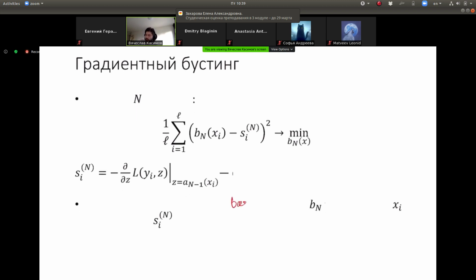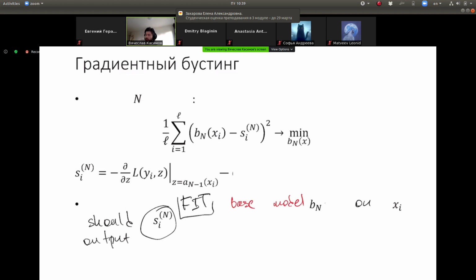So our base model on X side should output this guy, and fit our base. What is important is that this guy is lying again in the real space. And so we solve some simple problem of projection. Yeah, we minimize again something like MSE loss.